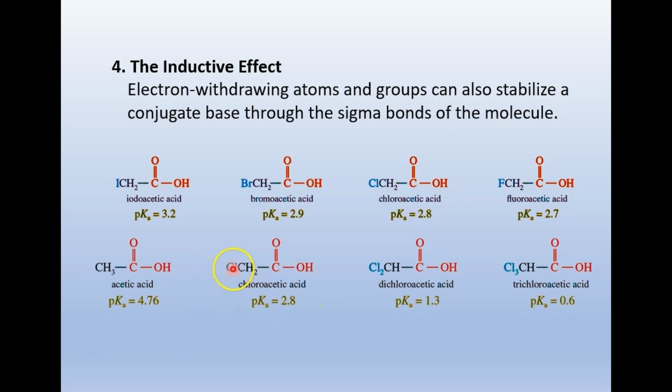So instead of just putting on one chlorine, we go ahead and put on two, and we have twice the induction going on perhaps, and it makes the acid stronger. Then we put three of these things on. We can imagine if we had some trifluoroacetic acid, it would be even stronger than this one here.